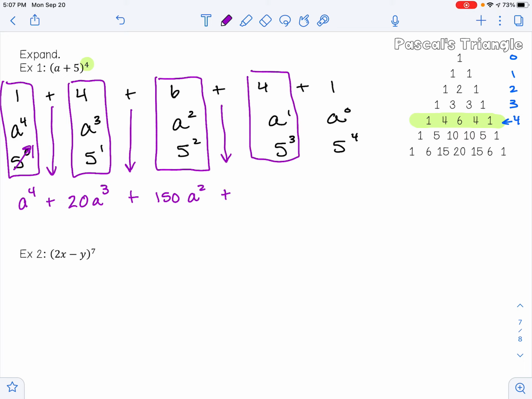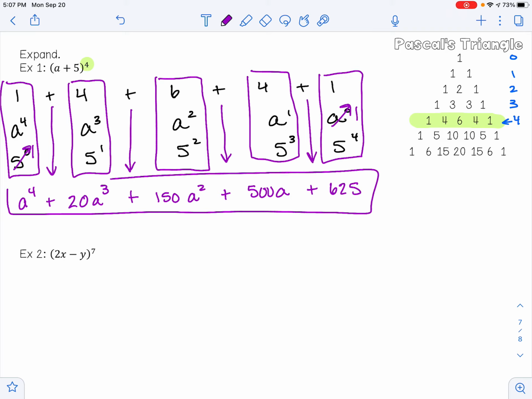5 cubed is 125. So 125 times 4 is 500a. Bring down that plus sign. Anything raised to the 0th power is 1. 1 times 1 times 5 to the 4th power is 625. This right here is my answer.